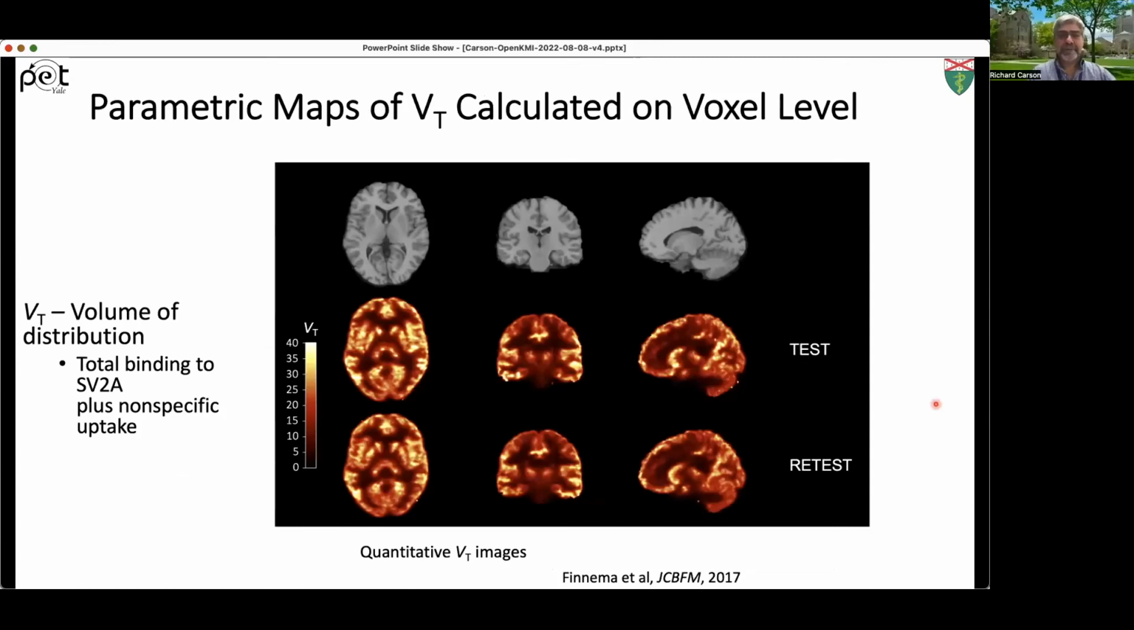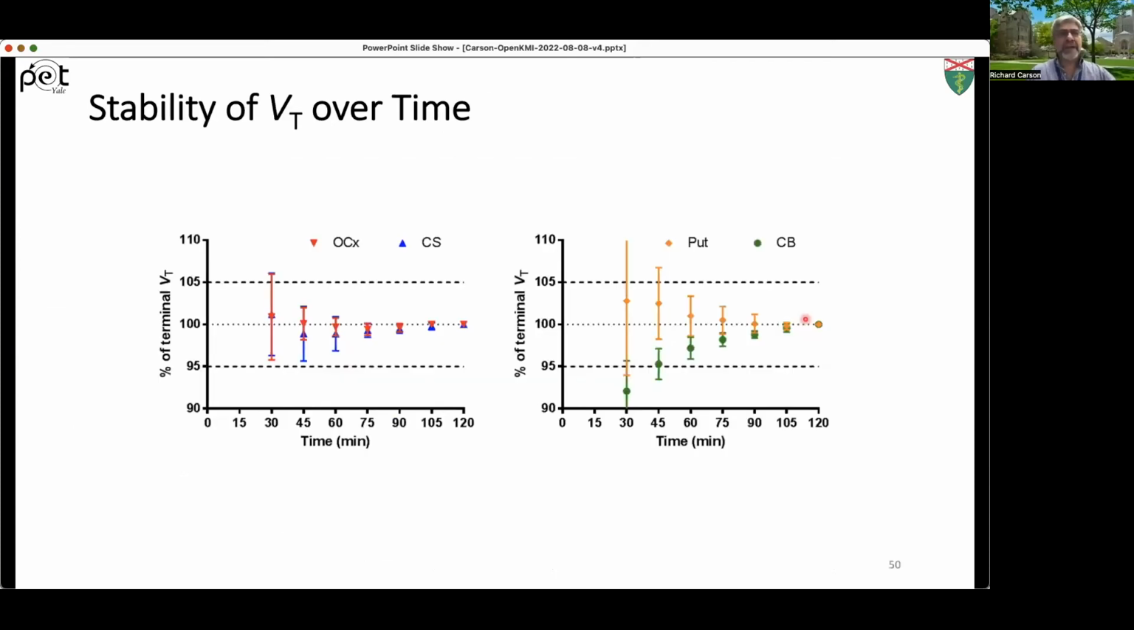So what we've done now is take those time activity curves for every pixel and fit them to that one-tissue model, and now I'm showing you that volume of distribution on a voxel-by-voxel level. It's very exciting if you have that opportunity, because that means we're in a position to look at very, very small regions with very good accuracy. Alternatively, it means we could be lowering the injected dose. We can reduce our scan time.